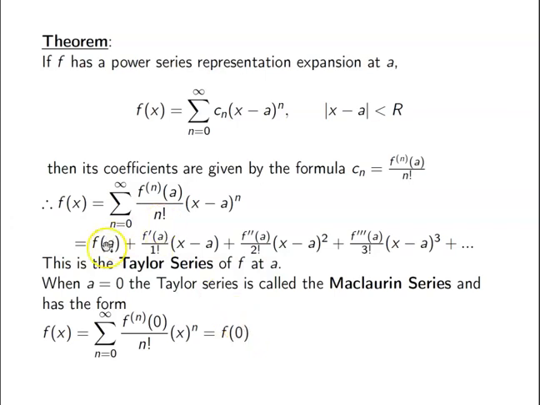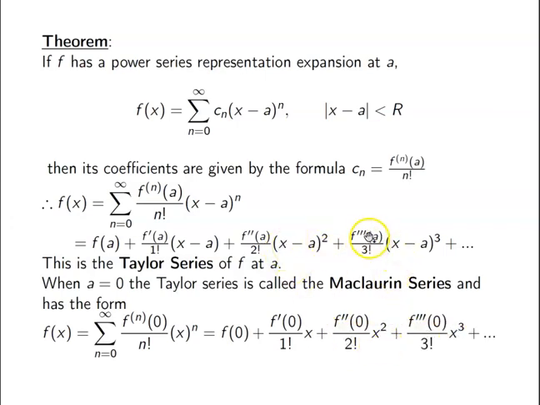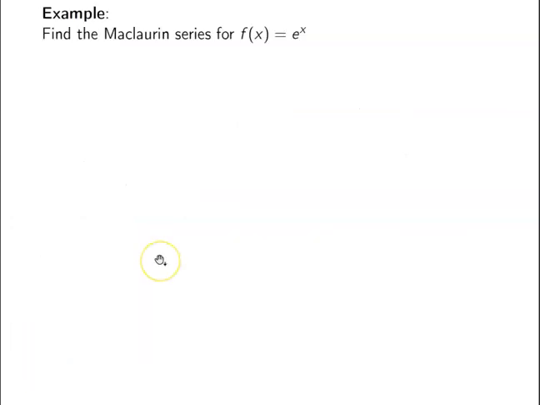So that form will be f of 0, plus f prime of 0 over 1 times x, plus f double prime at 0 over 2 factorial. This turns into x squared, right? The third derivative at 0 over 3 factorial times x cubed, and so forth. Okay, so let's look at an example.